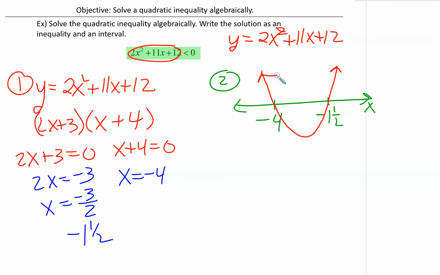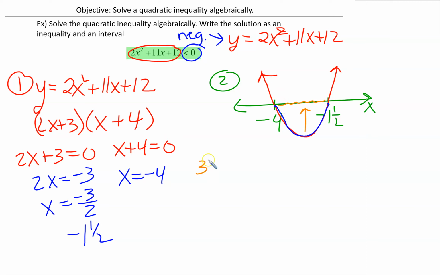Like so. Now I have to figure out, do I want the sections where the function is positive or the one where the function is negative? And that has to do with this inequality. So this is less than 0. Numbers less than 0 are negatives. That means we want the section where y's are negative, which would be this section. And that corresponds to the x's that are between -4 and -1.5.